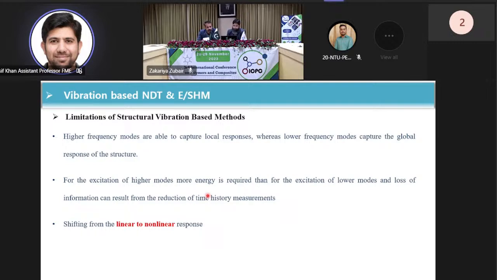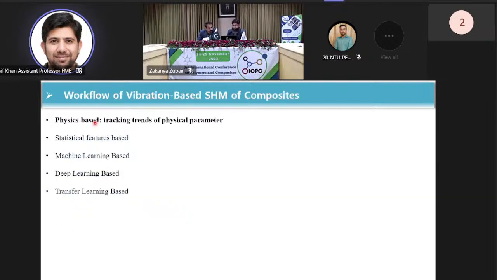Then some of the conventional approaches used for the vibration-based methods are, for example, the first one we call the physics-based approach, and the second one we call the statistical-based approach. The other contemporary approaches, the modern tools, are machine learning, deep learning, and transfer learning. I will try to quickly cover all these aspects.